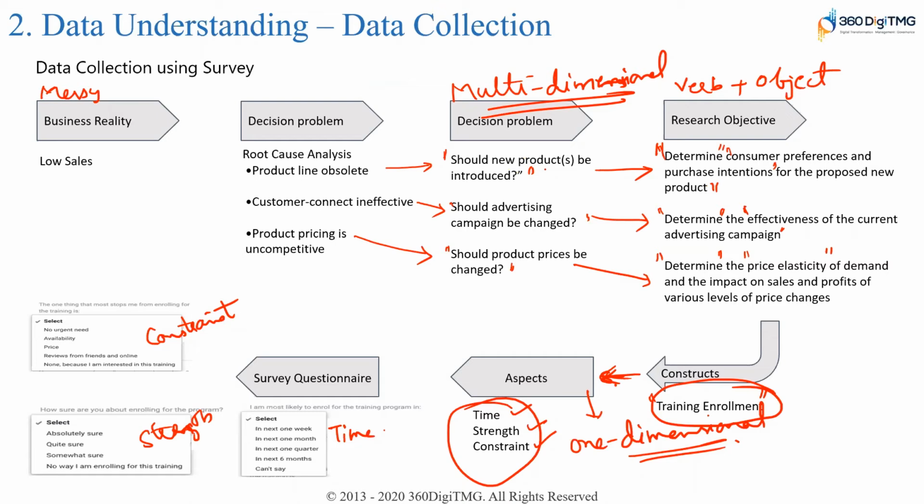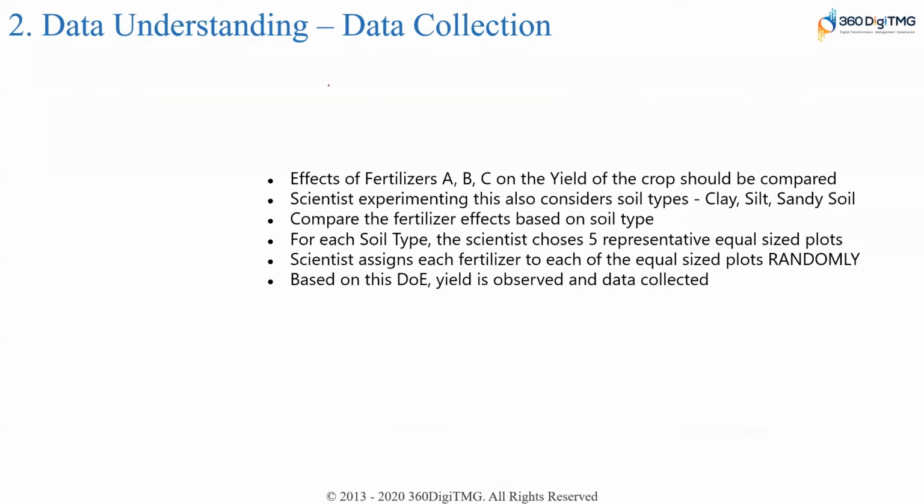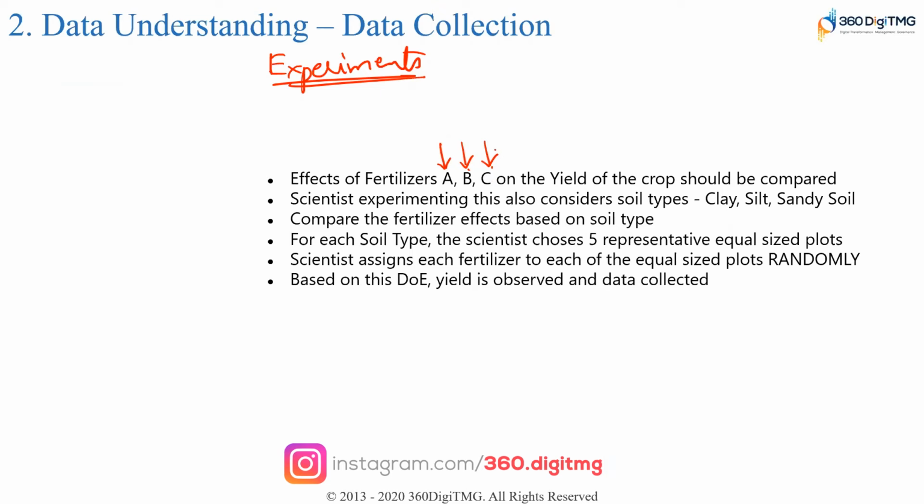Okay, this is data collection with respect to surveys. Then there is also data collection with respect to performing experiments. For example, what will be the effect of fertilizer A, B, C on the yield of the crop? Say you want to compare that. You cannot ideally say, let me try fertilizer A for 6 months. For the next 6 months, let me try fertilizer B. And for the next 6 months, let me try fertilizer C. It'll be costly. You need to wait for 1.5 years, or even if you do it in parallel, 6 months, right?